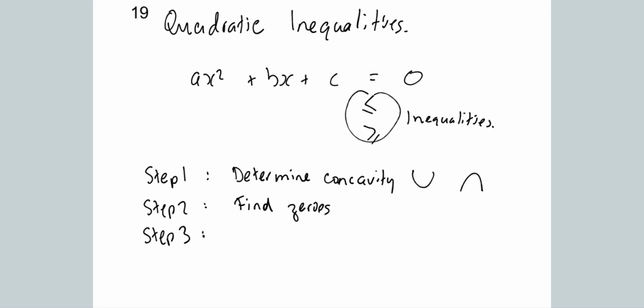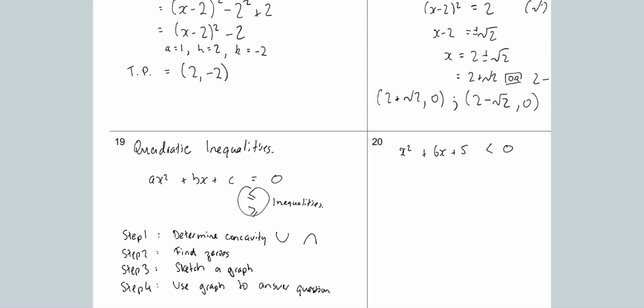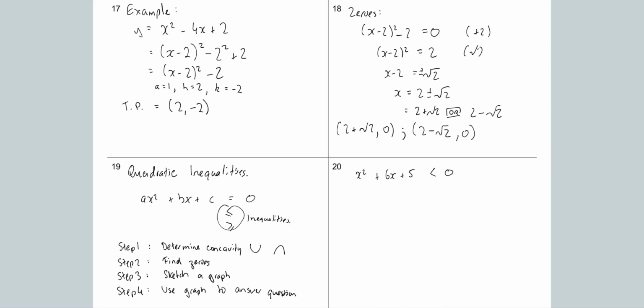In step three, we are then going to sketch a graph. And we don't need to know the turning point or anything like that, or even the y-intercept. So it's just a very quick sketch of the graph. And again, we'll look at it in more detail in the functions unit. So it's just a brief foray into that. And step four is use the graph to answer the question. And I reckon when we go through an example, you'll see that. I'm going to go through three examples now, so I'll zoom out so it's there.